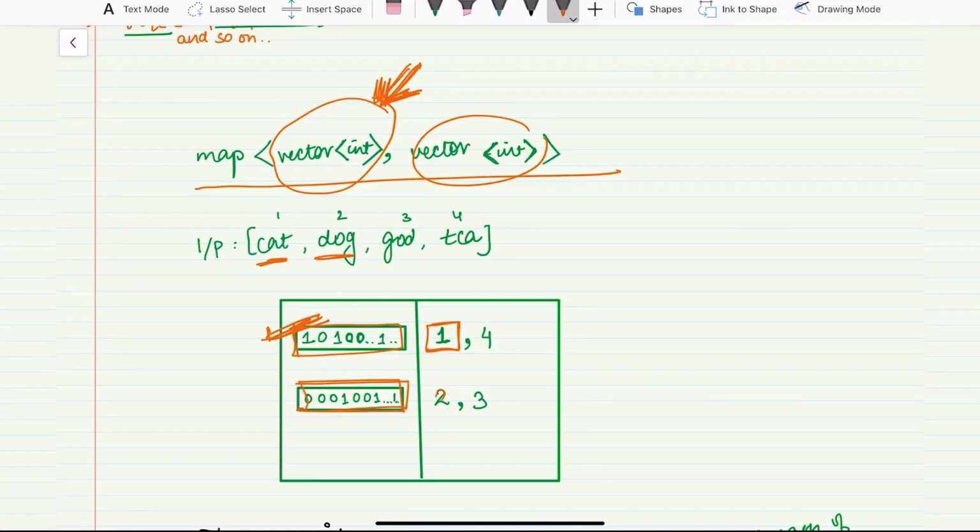And we will simply put 2 over here. Then we will move on to god. The frequency array of god will look something like this. So we will put 3 over here. And for tac, the frequency array will look something like this. So we will put 4 over here. So that's how we can do it. And then the last thing left will be to simply iterate this like we did previously and return the answer.